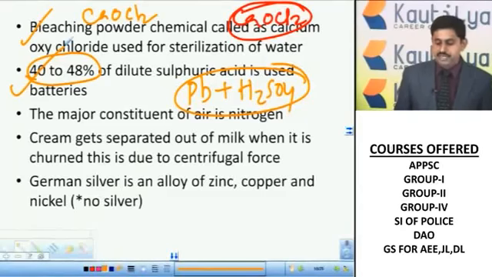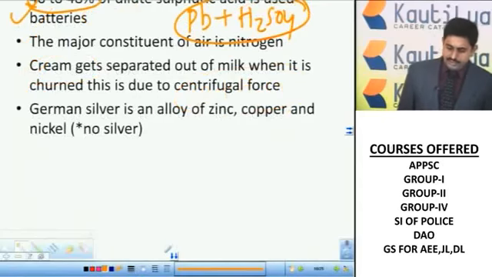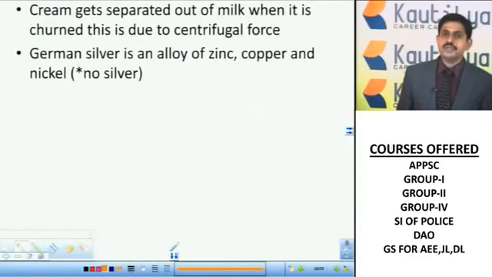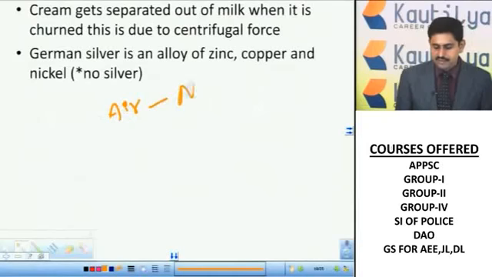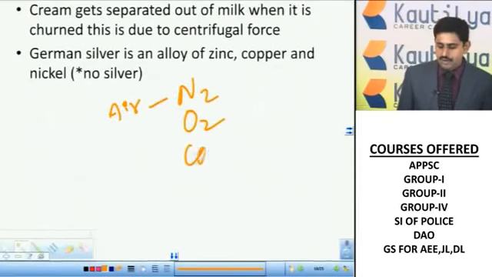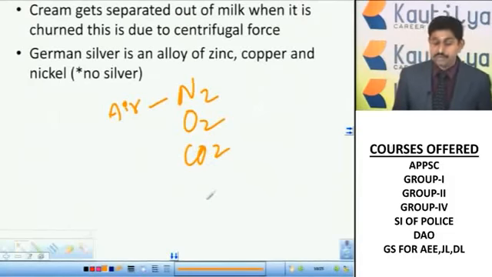Then, the major constituent in air is nitrogen. As you know very well, 71 to 72% of nitrogen gas is present in air. Air is a mixture of gases. It consists of a major percentage of nitrogen, then oxygen, then carbon dioxide, and some minor gases and inert gases like helium, argon, and so on.